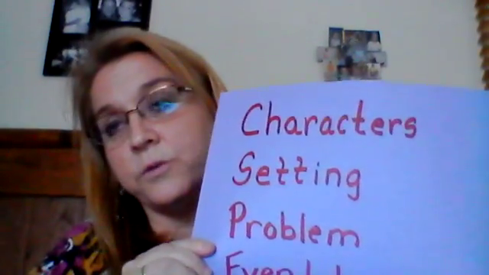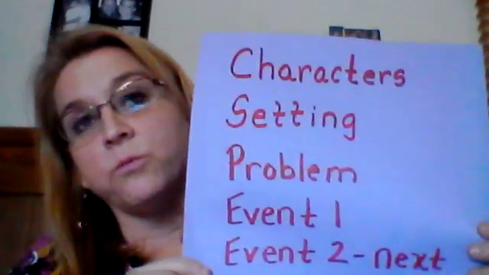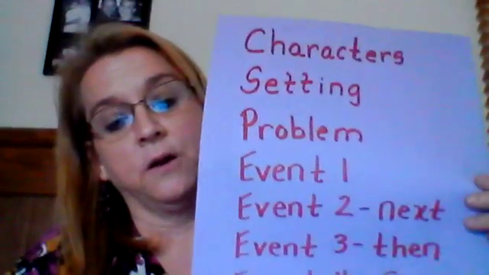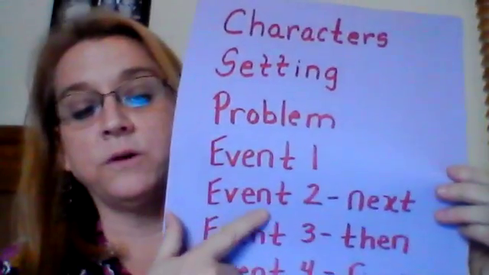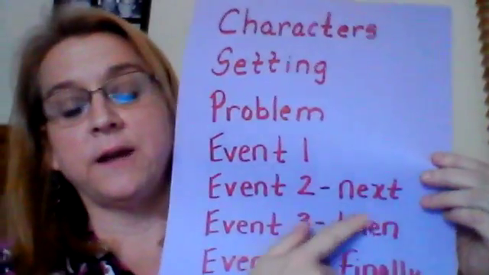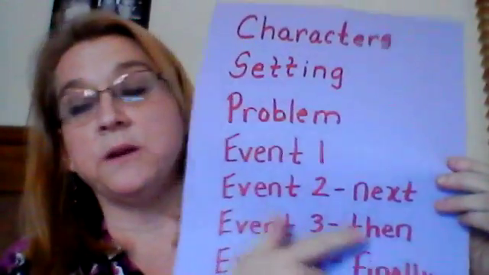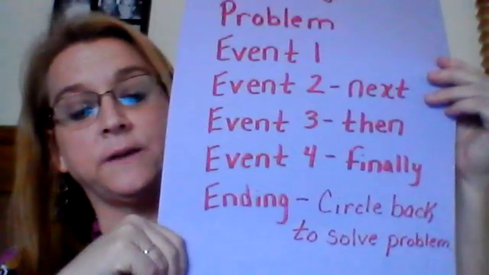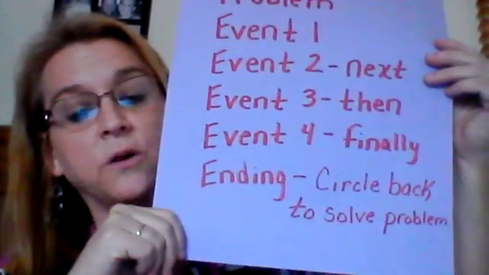Characters. Who are the characters? Where was the setting of the book? What was the problem of the book? What was event 1? Event 2 would be like next. Event 3 would be then. Event 4 would be finally. And the ending would be circle back to the book to solve the problem.